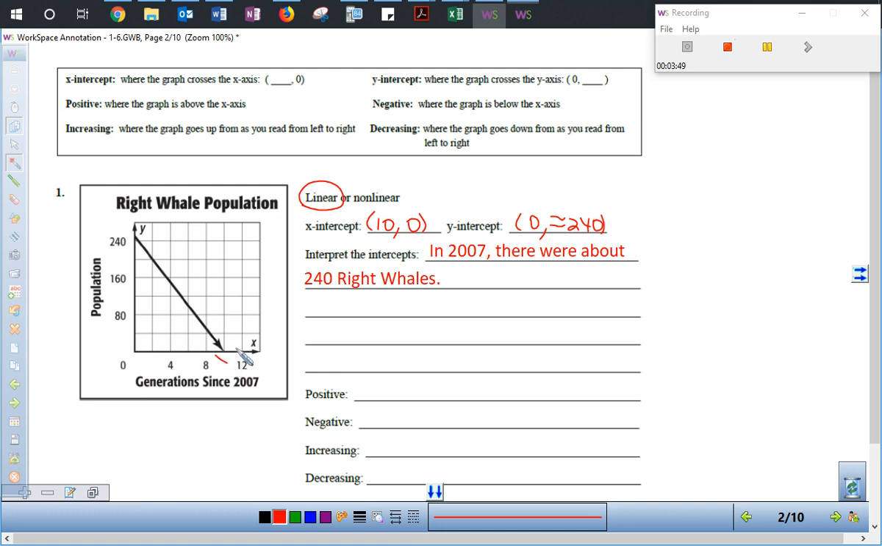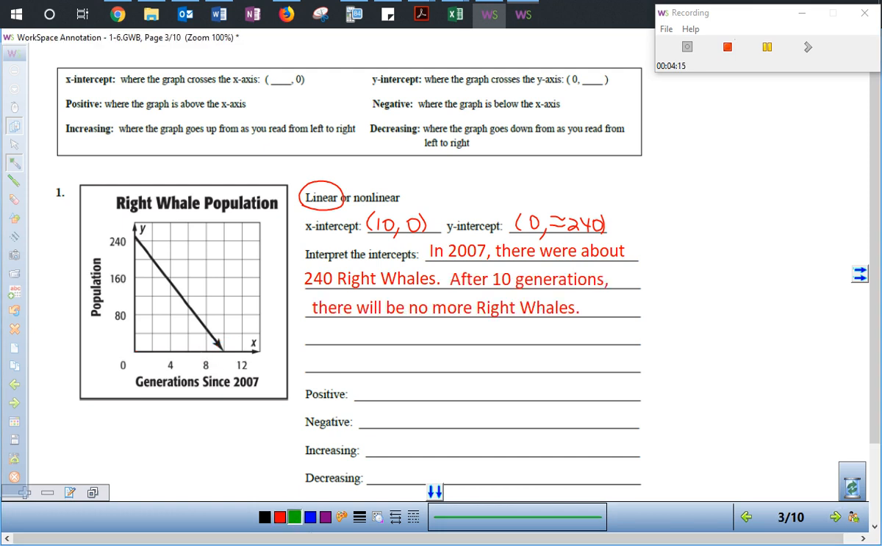Now we can talk about the x-intercept. The x-intercept shows that the x-axis is 10, so 10 generations since 2007. That is where the population was 0. So for me, that means that after 10 generations, there will be no more right whales.